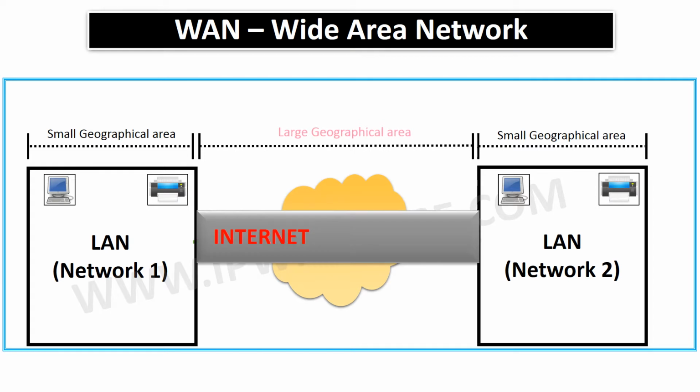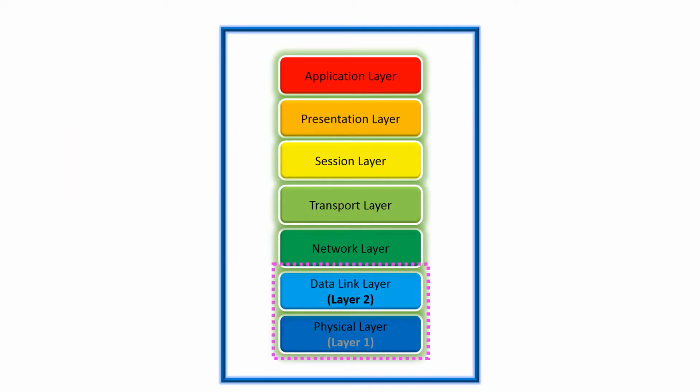The biggest WAN network in the world is the Internet. In fact, we may call the Internet a super WAN. WAN service works at layer 1 and layer 2 of the OSI model.